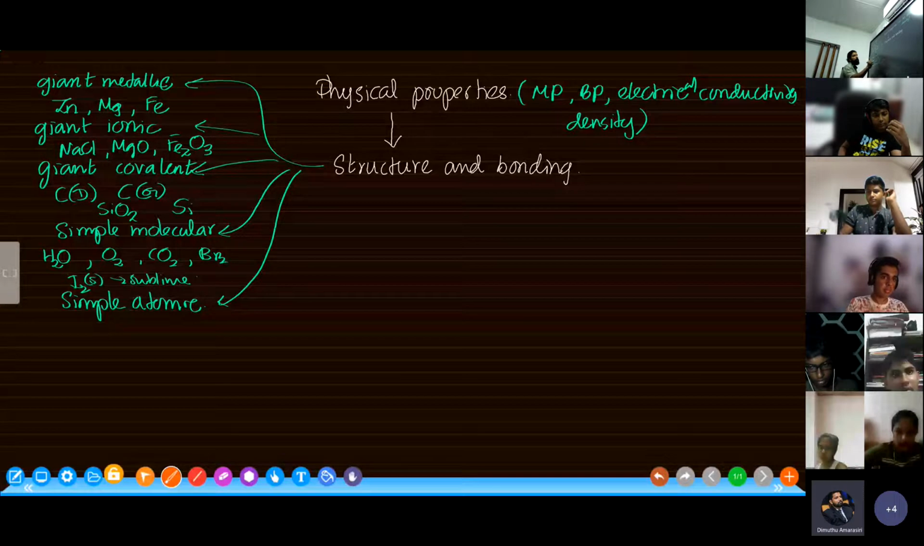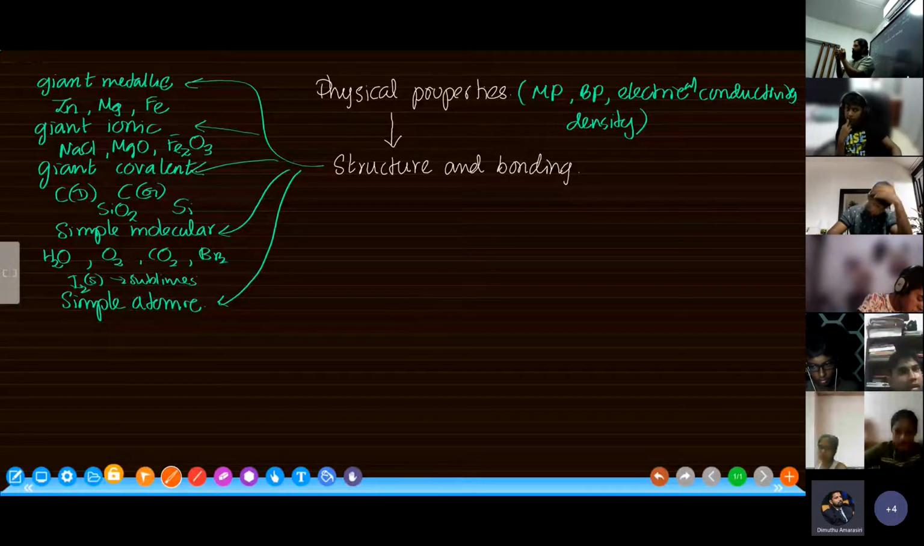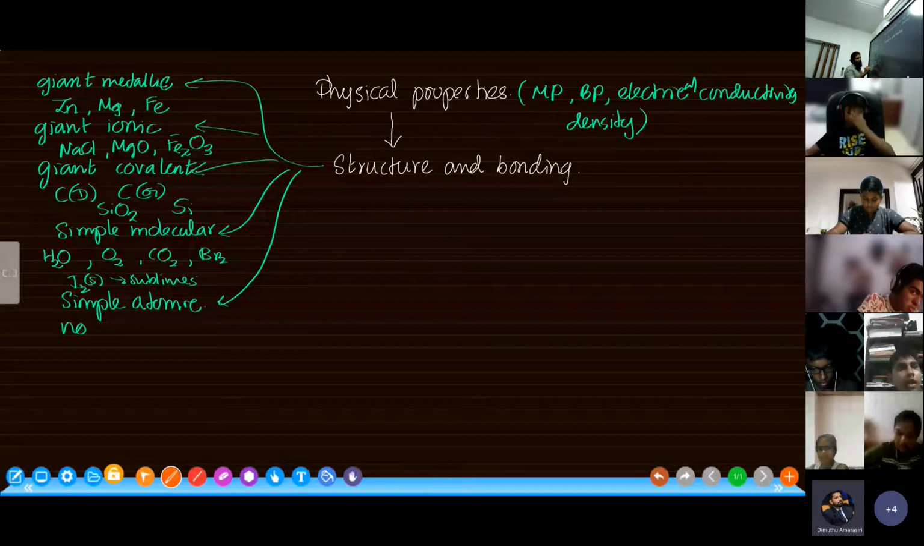It sublimes because the molecules do not form very strong bonds, right? They go to the gaseous state easily. Simple atomic structures come under noble gases. They have very low melting and boiling points, noble gases.